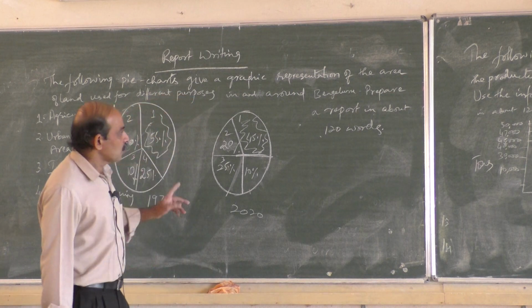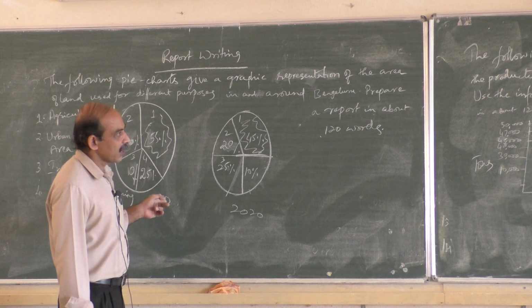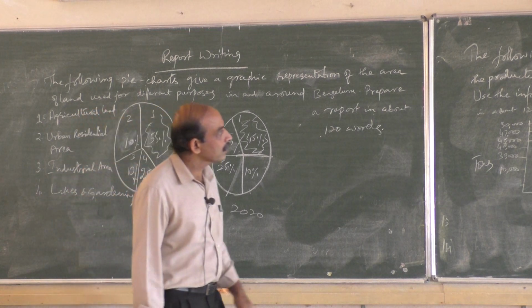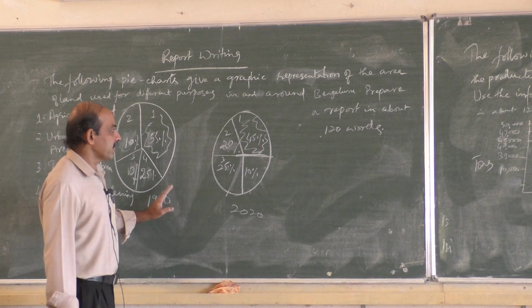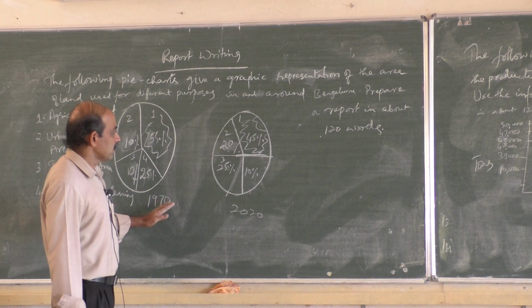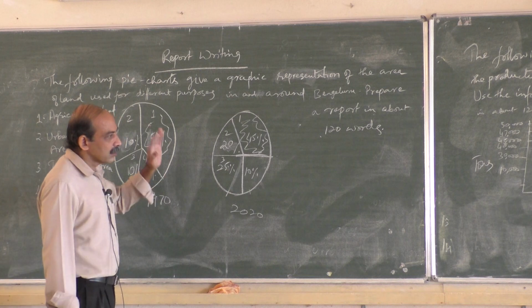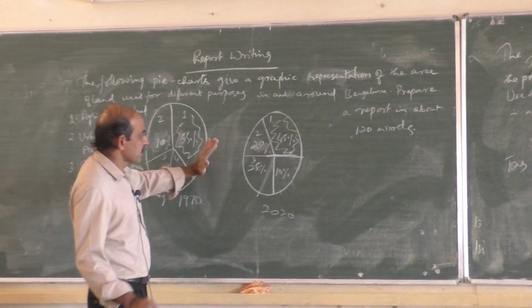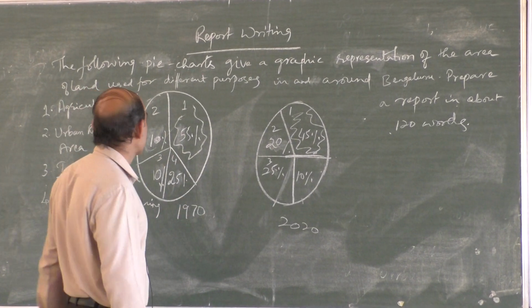Now look at the two graphs that are available. One is a pie chart and the other one is a bar graph. This is simply for the sake of understanding that I have written. Don't think that this is 100% guaranteed or that the information goes on like this. No, I have done this just for the sake of making you understand report writing.